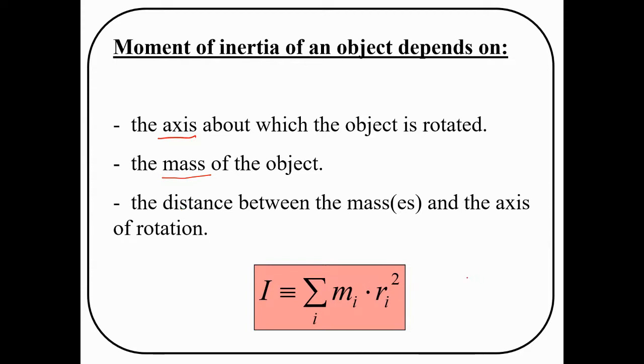For example, you can see here, I have an object. This is my axis of rotation. Consider this is my object, and the object is rotating. And this is my axis of rotation. Now you can see, this is the distance between the axis of rotation and the mass. Am I right?